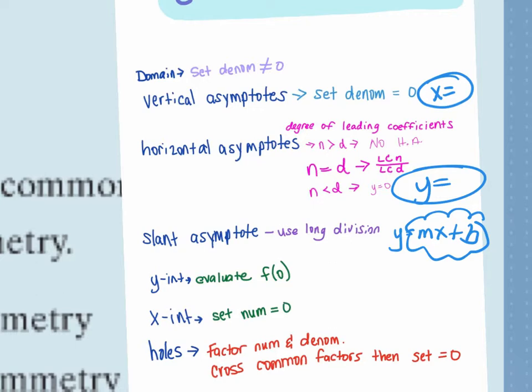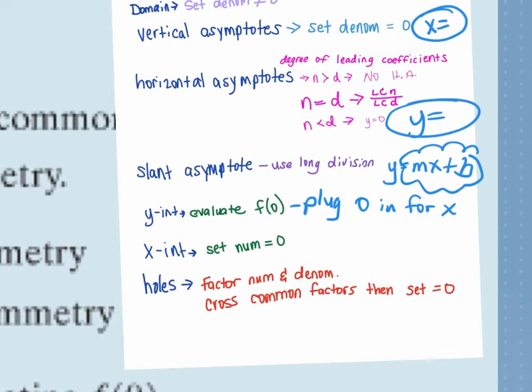Remainder doesn't matter. When I say to find the y-intercept, evaluate f of 0, that means plug 0 in for x. To find the x-intercept, you set the numerator equal to 0. And then to find any holes, you factor the numerator and the denominator, cross out whatever they have in common, and set that piece equal to 0.